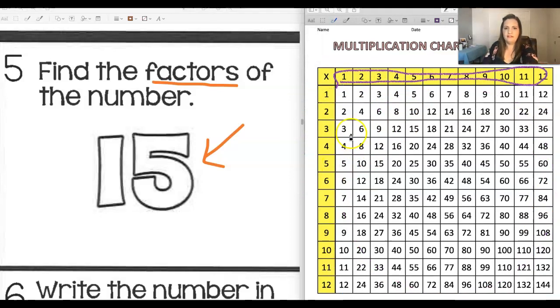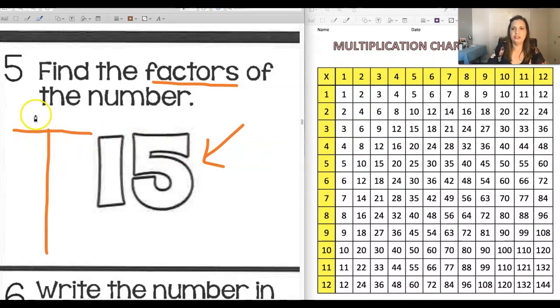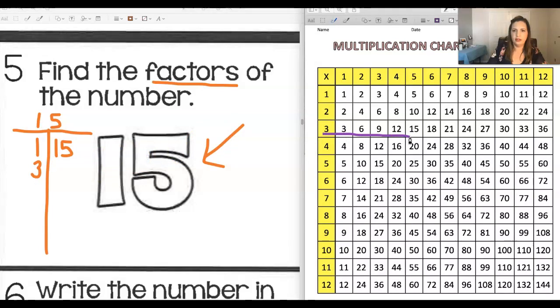So if you need to find the factors of 15, one way you could do it, remember, is to do a t-graph. Write 15 on the top, and you always start with 1 in the number, 1 times 15. Then I know that 2 will not go in it because 5 is not an even number. Then I think, will 3 go in it? Let's go over here to our multiplication chart, find the 3. There's 15, so it will go straight up. It will go in 5 times.